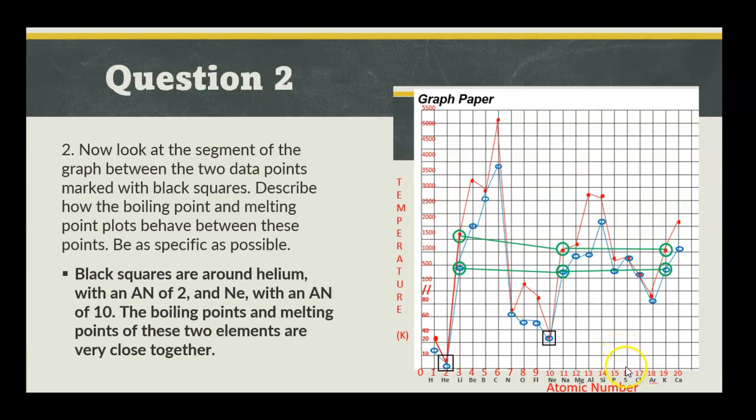16 and 17, those were close together too, but we really only had to look at the ones with the black squares. So the boiling and melting points were very close. That's question 2.